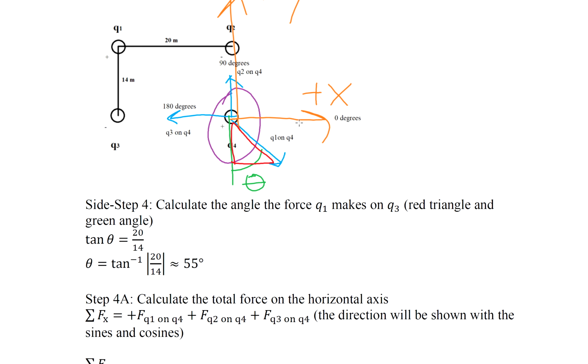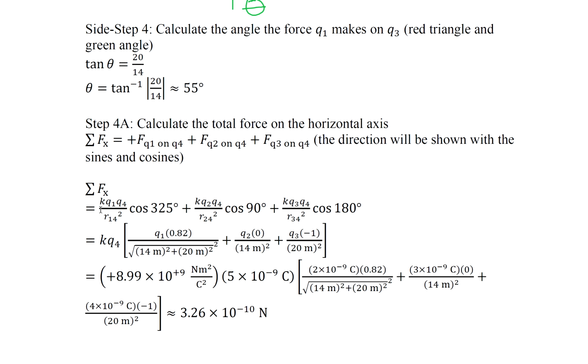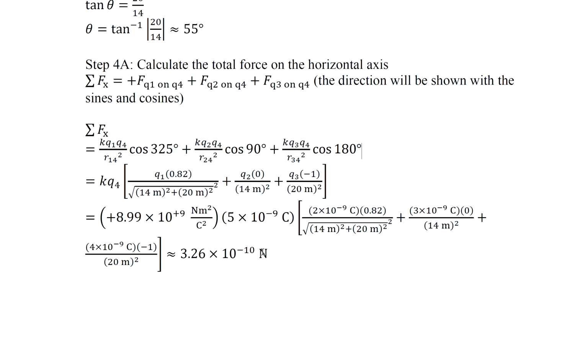So if we say the positive x-axis is 0 degrees and we're going to go counterclockwise, this is going to be 270 degrees plus 55. So that's 325 degrees. Okay. So step 4, calculate the total force on the horizontal axis. So here we're just going to use cosines. And we end up getting this value for our force on the x-axis.